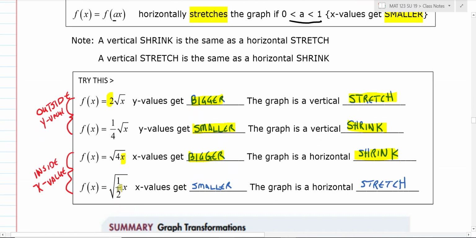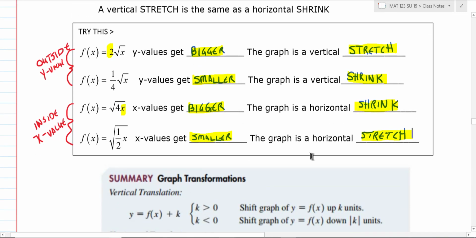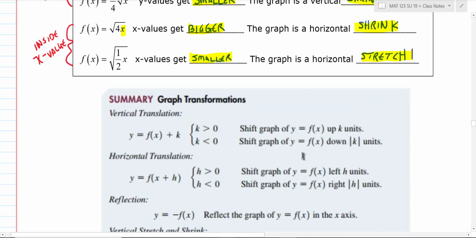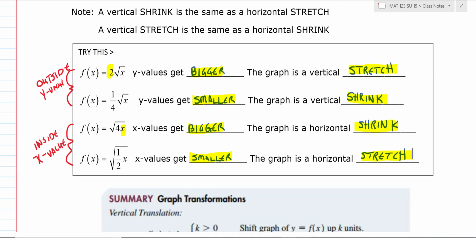Okay, this next one, if you multiply x by half, it gets smaller. So instead of shrinking, it actually stretches. When you start affecting x values, it changes things in a little bit different way. All right, so that will be the end of that part. And then the separate video, what we'll try to do is put all this together. All right.